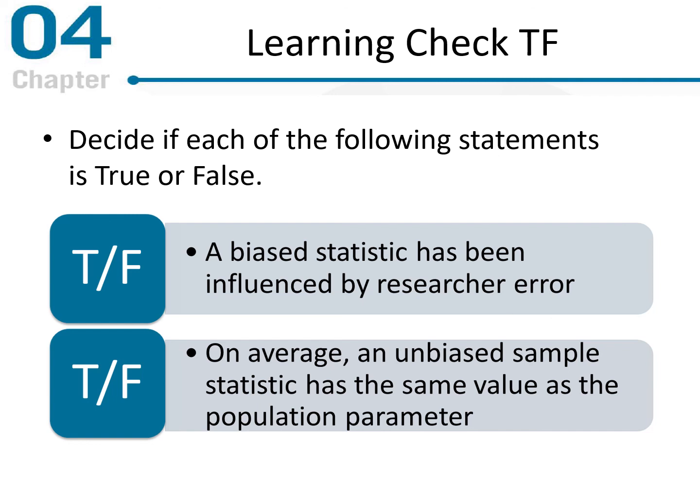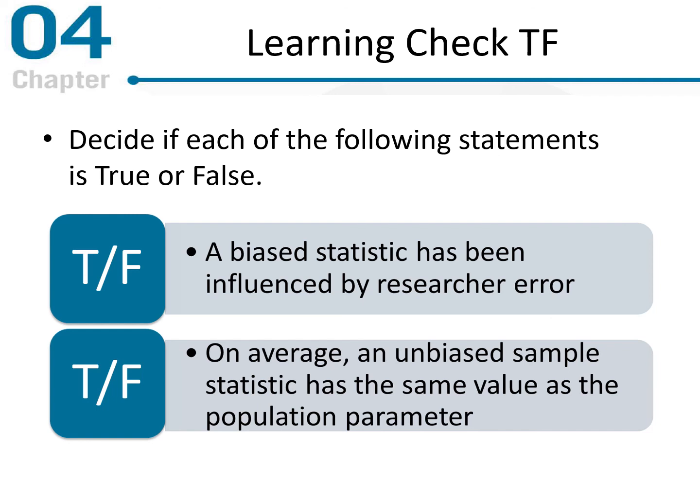And let's look at this true-false question, the last slide for the chapter. A biased statistic has been influenced by researcher error. Obviously, that's not the case. A biased statistic is when you're not getting an accurate estimate when you go from a sample to a population, like we saw with the n-1 scenario in the sample. The n-1 is unbiased because it gives us an accurate estimate of the population variance. It has nothing to do with the researcher error. It's just a matter of, is it a good estimate or not a good estimate?